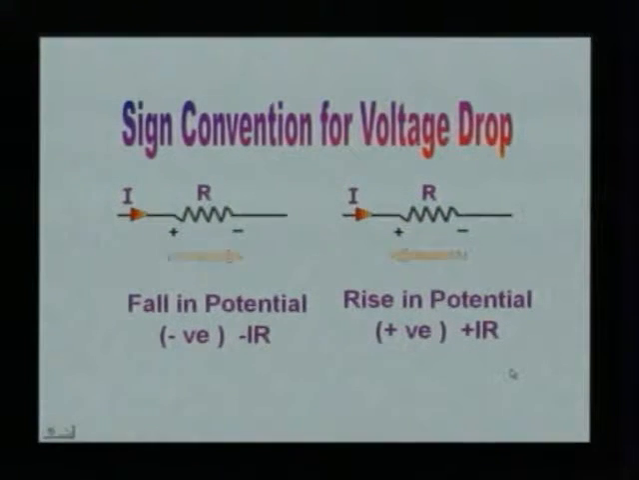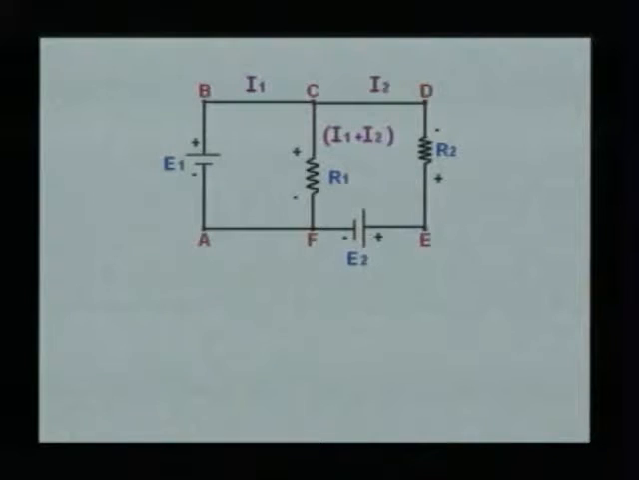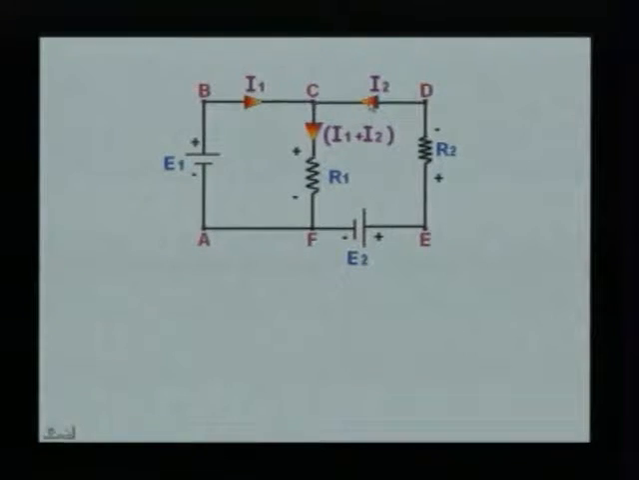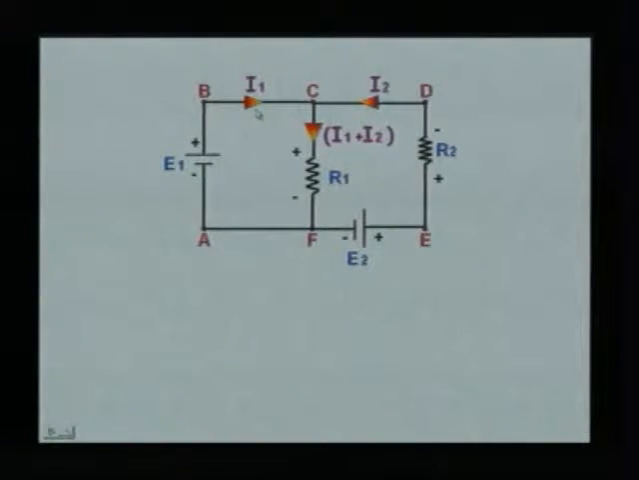Knowing these basic things, let us apply them to a circuit to find currents in various branches. Consider a circuit having two EMF sources, E1 and E2, and resistances R1 and R2. The currents that we are assuming are I1, I2, and I1 plus I2 is flowing through the resistance R1. The direction of current is not important. If it is wrong, it would be indicated by a negative sign in the result.